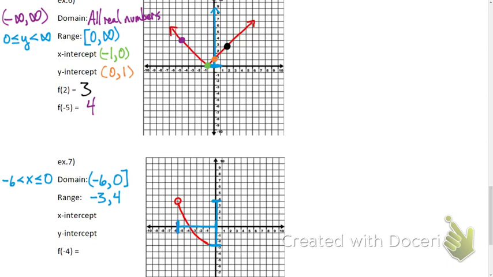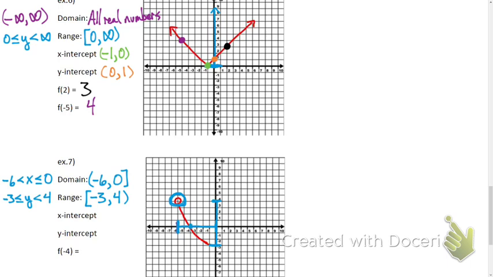At -3, it's solid. I covered it up, but it was solid. So a bracket. And at 4, I have an open dot over here. So it never actually gets to 4. So I'm going to use a parenthesis. And you're welcome to write this one like this. All right, we're getting a messy looking graph.